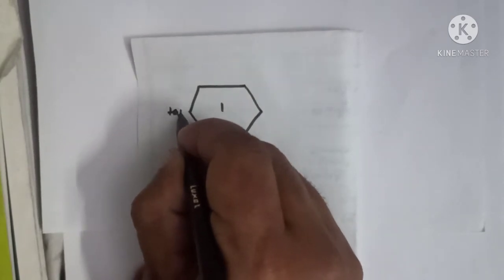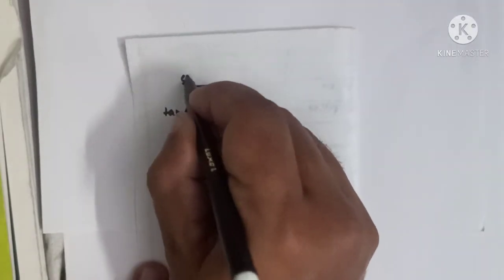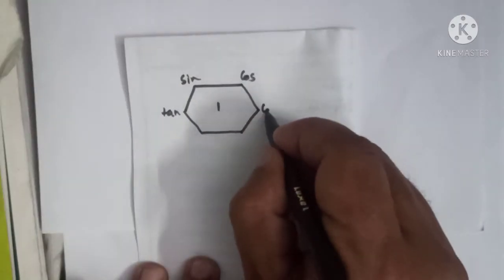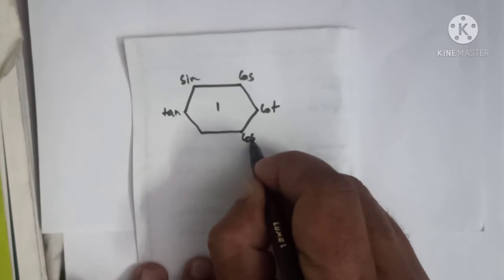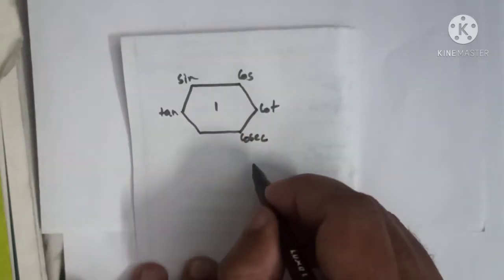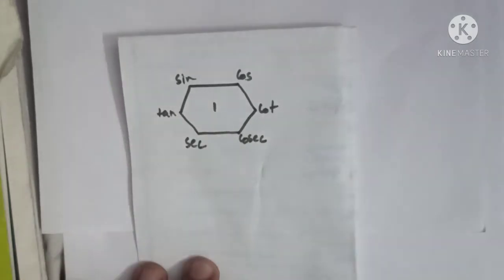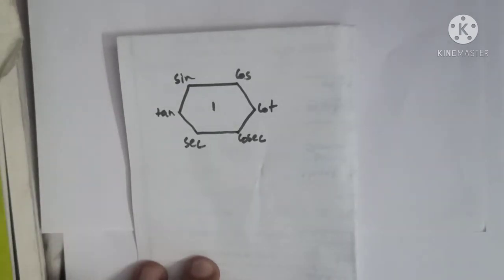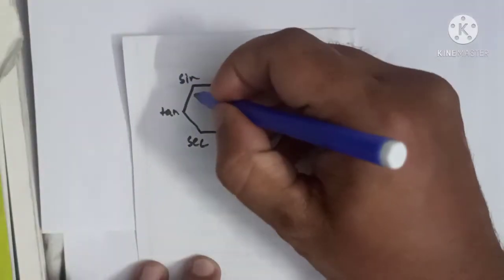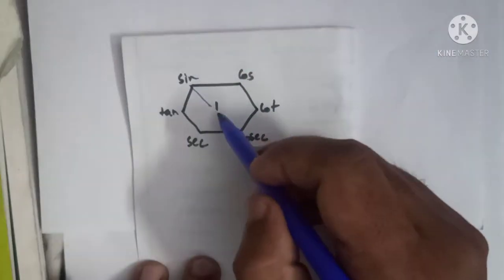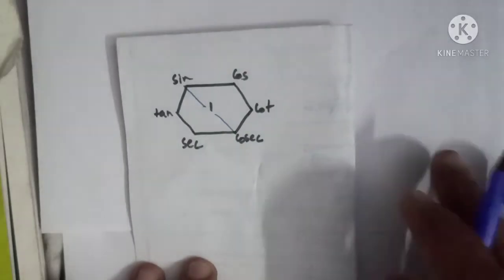Start with tan is equal to sin upon cos, then cos, cot and cosec all with 3 c's on the same side, and what is left is sec. So this is okay. Now we will see the opposite ones. Sine is opposite to cosec and there is a 1 in between.